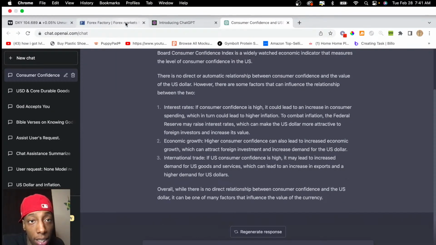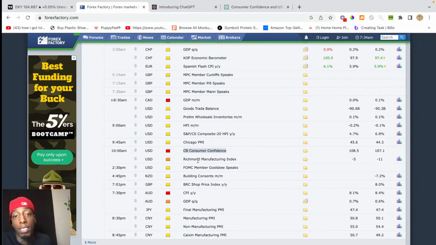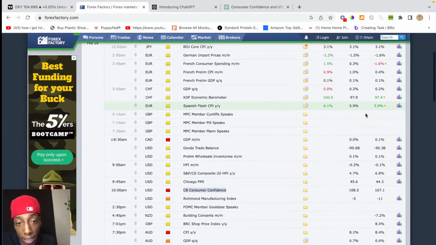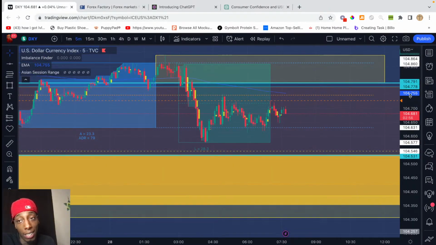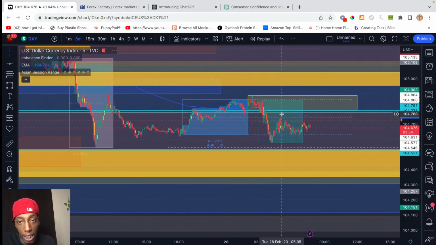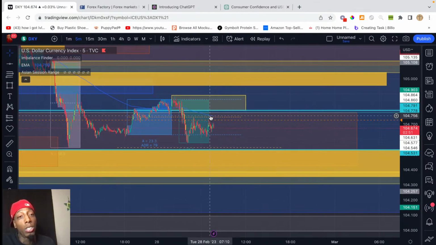Alright, so basically, the CB consumer confidence came out. The previous was 107, and we're expecting 108. So if it comes out better, that means the US dollar will be going up, right? So just from that information alone, we could be continuing to go up if the news comes out how they're predicting it.